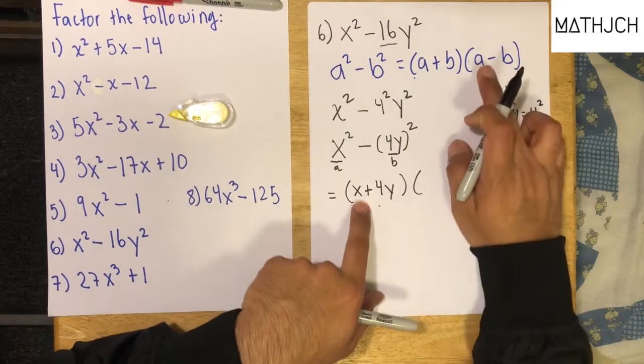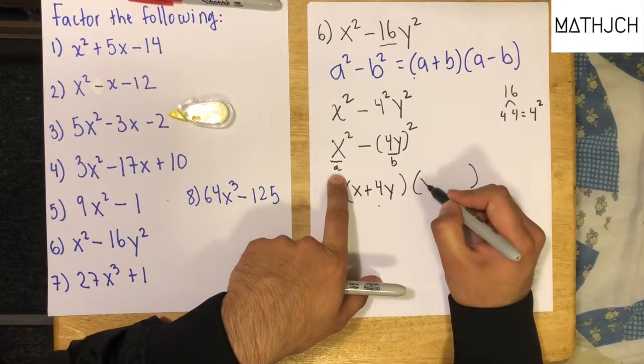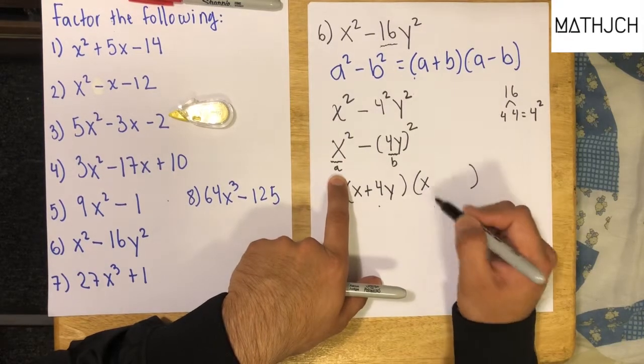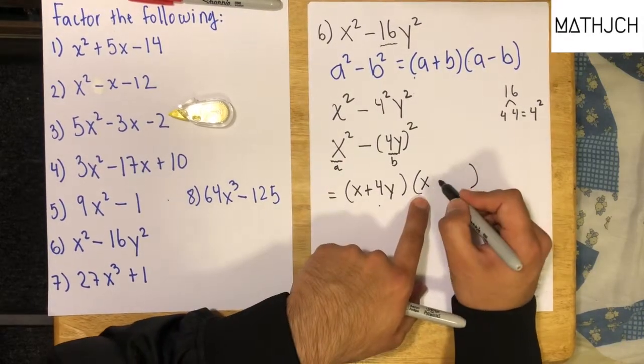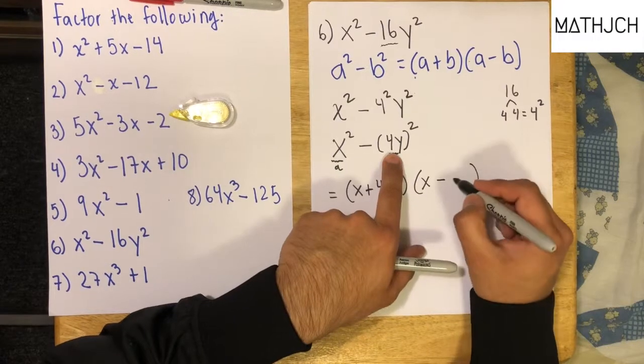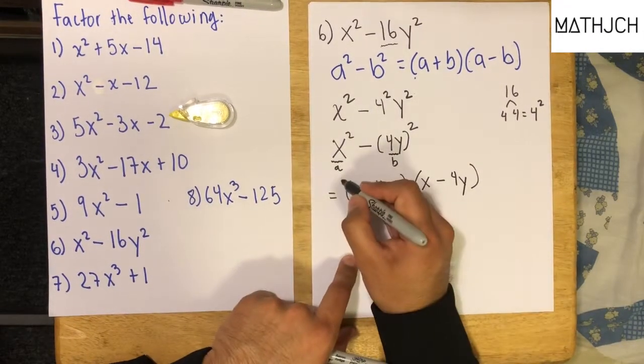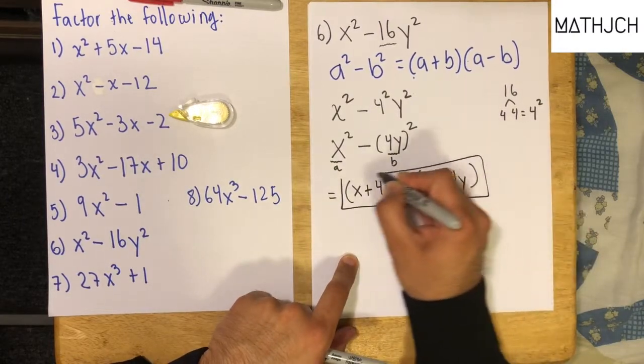Or you could follow the formula. A minus b. A will represent my x. Remember, do not put the power 2 here. Okay? So we will have x minus b, and b is 4y. And that's going to be our factors.